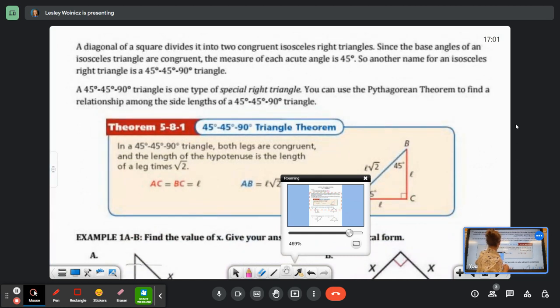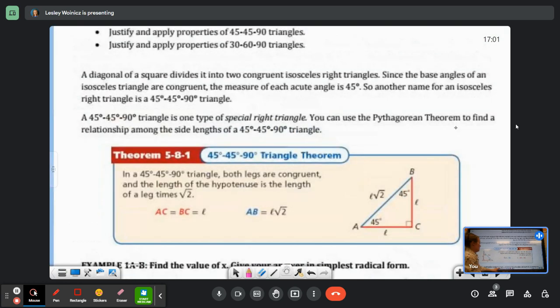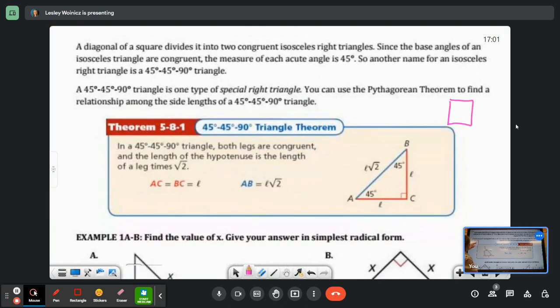So the diagonal of a square divides it into two congruent isosceles right triangles. Since the base angles of an isosceles triangle are congruent, the measure of each acute angle is 45 degrees. So what it's saying is that if I have a square and I do a diagonal, I'm chopping a 90-degree angle in half. If this whole thing is 90, then each of these little baby angles is going to be 45 degrees. Okay, that's what it's saying.